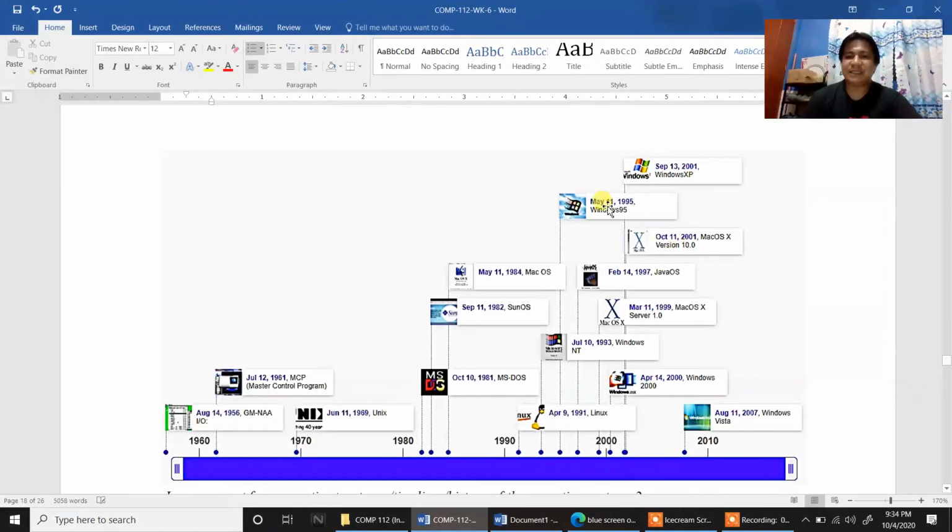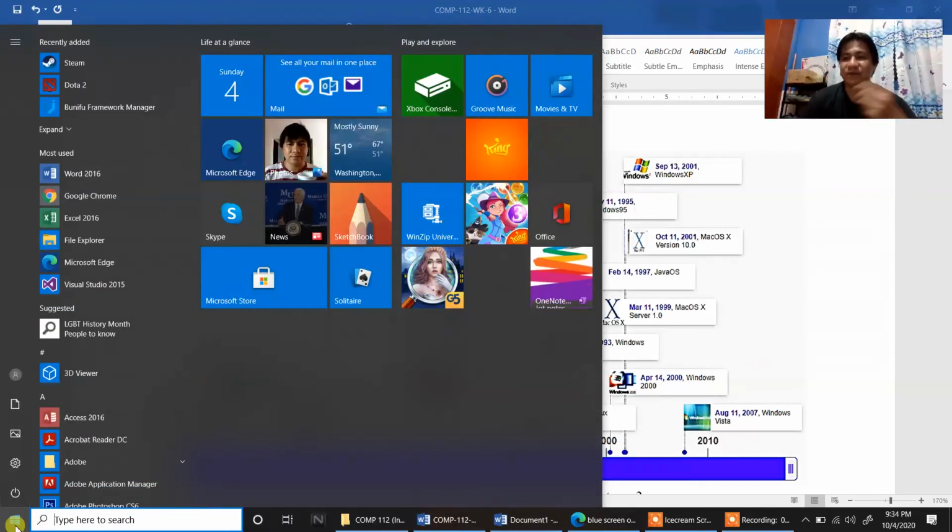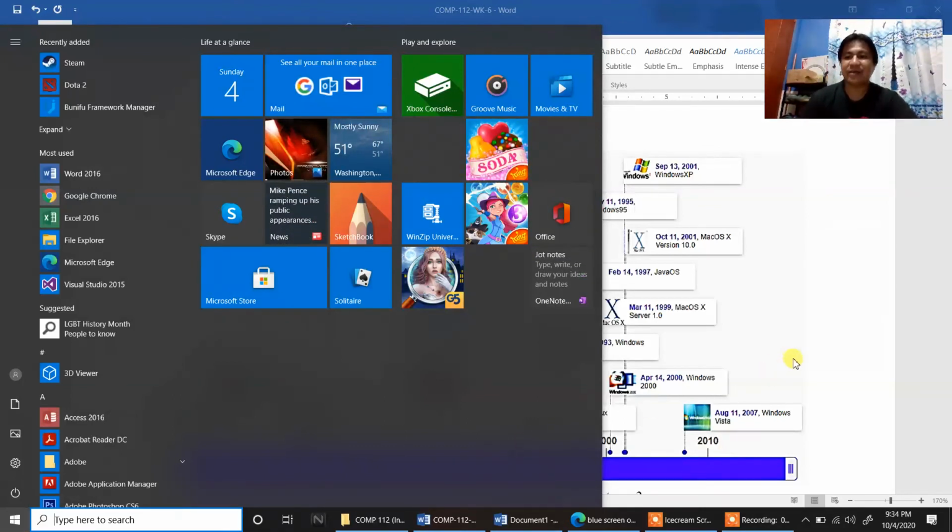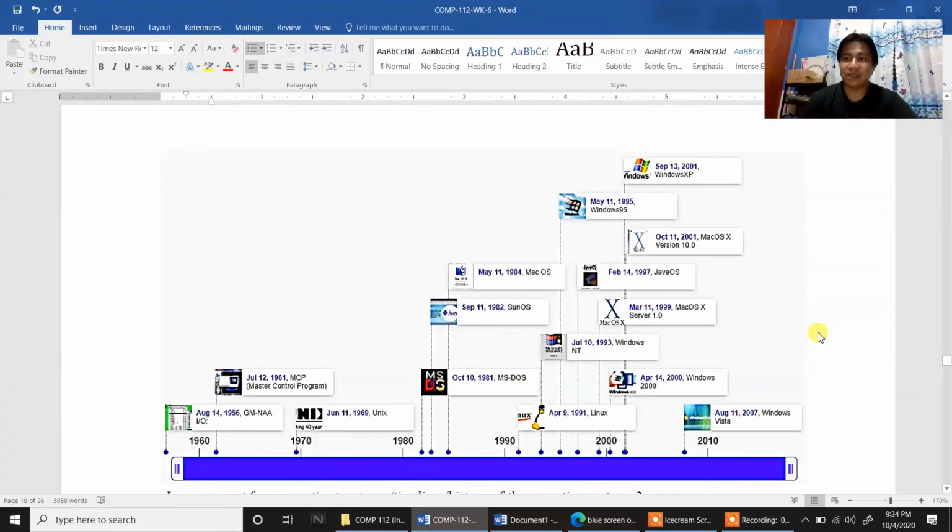Since 1995 until Windows 7, Windows 7 had a start button. From Windows 95 to Windows 7 there was a start button. In Windows 8 it disappeared, but you could still proceed to the desktop. Once you press the Windows icon, your screen is also in tiles.